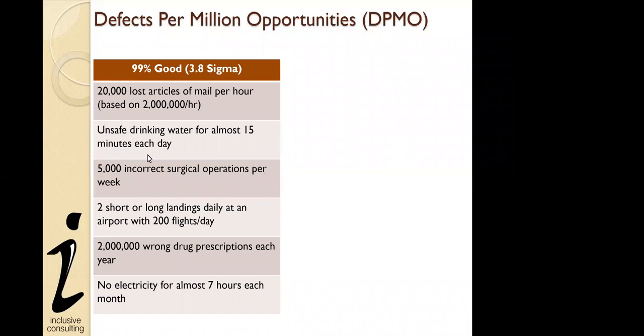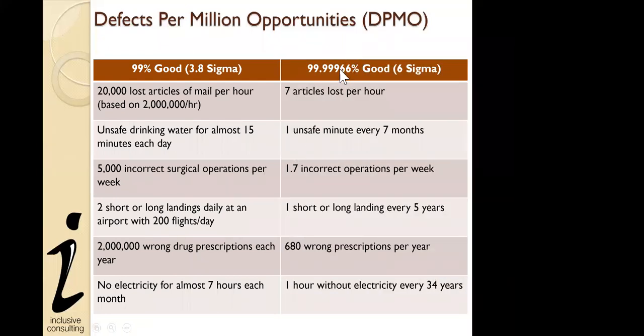Now let's see what this would look like if these organizations achieve Six Sigma level, which would be 99.9997%. So at Emirates Post, instead of losing 20,000 articles per hour, they will only be losing 7 articles per hour. Look at the difference in the drop from 20,000 to only 7. Similarly, look at the difference in the drop in DEWA.